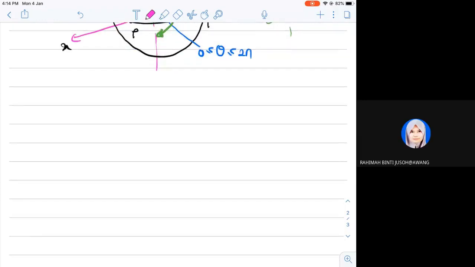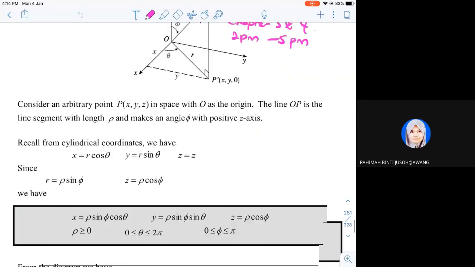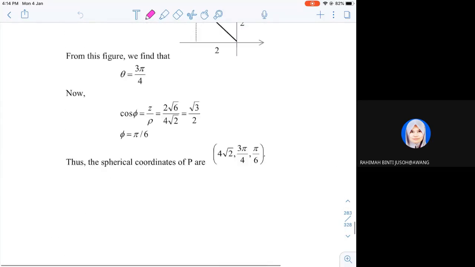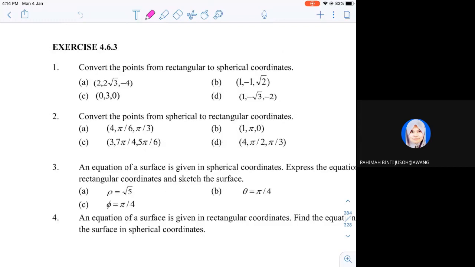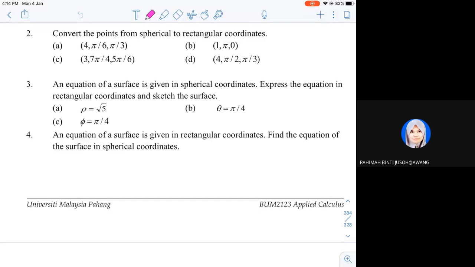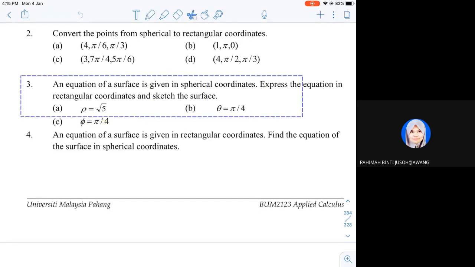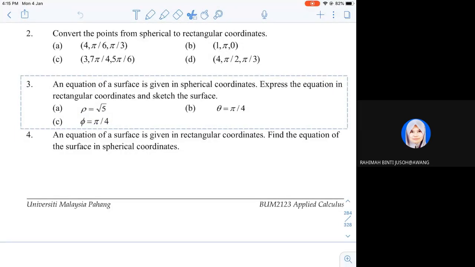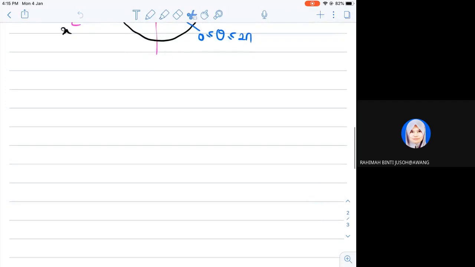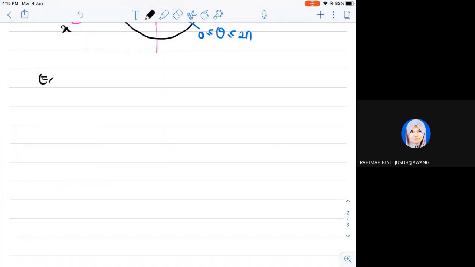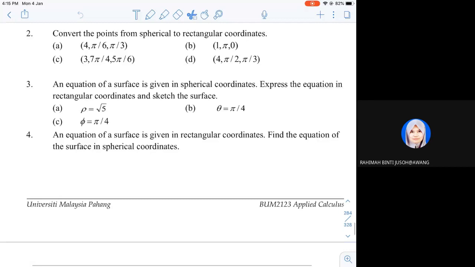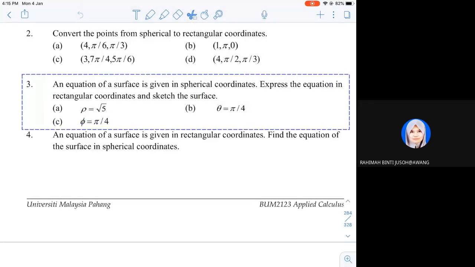All right. So now let us do some exercises from 4.6.3. I believe question number 1 and number 2 are directly by using the formula, and you can answer them pretty well because it's very simple. So let us proceed to question number 3.